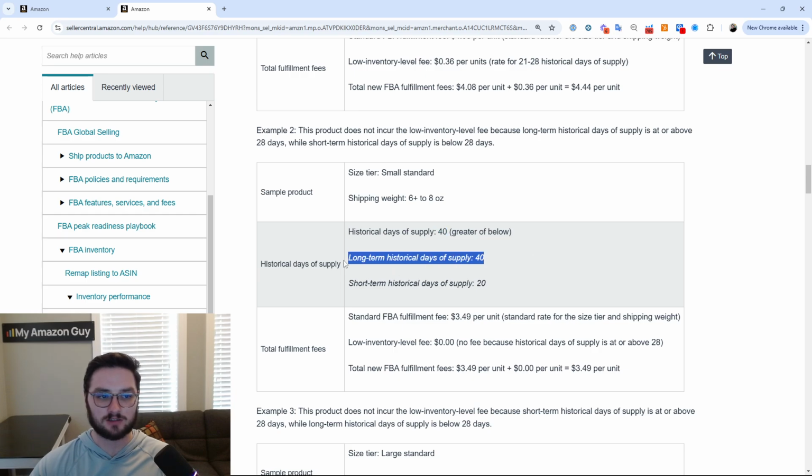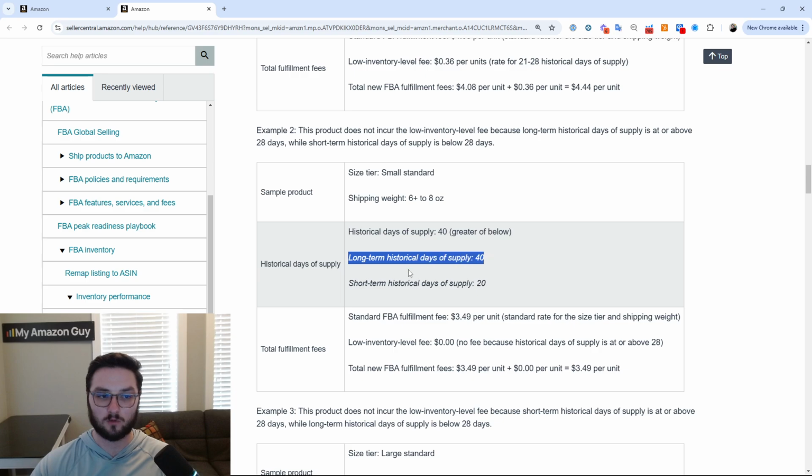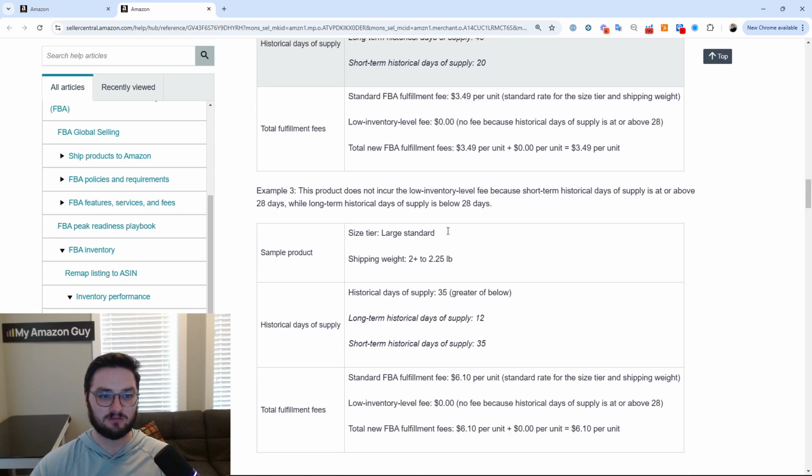Long term is 40, so that's the 90 days, but their short term is 20 days. Now, that's the thing that makes this interesting: you have to look at the total for both short and long term, but they will not get a fee here because their historical 40 long term is greater than 28. Then we have a final one where you can see their long-term supply is below that 28 days, but their historical short-term is above it.